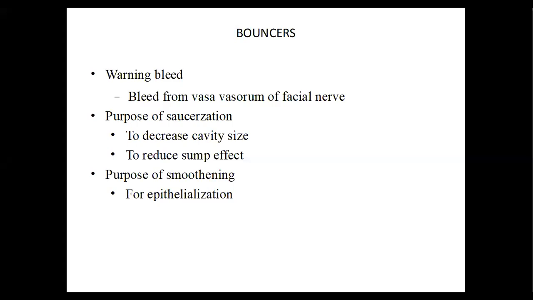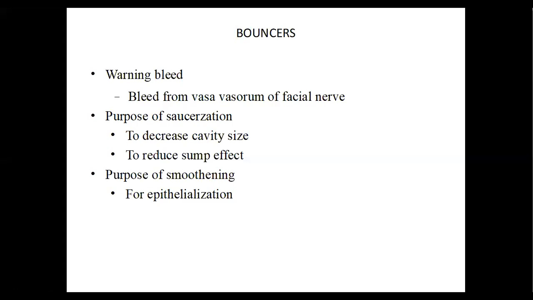Then when you're doing a mastoidectomy, we do something called saucerization of the mastoid cavity. That means you smoothen out the mastoid cavity and avoid any bony spicules. So why are you doing that? You're basically doing that to help epithelialization, helping the skin to grow easily because of the smoothing, and also you will be avoiding something called sump effect.